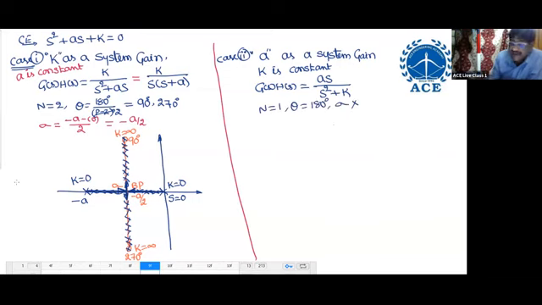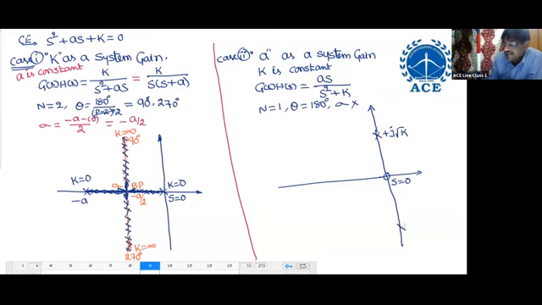So now draw the diagram. This question I already gave as homework: K by S square plus 4. Same thing. Come on. What happened here? One zero at the origin, S equal to 0. And the poles are what? Plus j root K is a pole, and minus j root K is a pole. K is constant here.